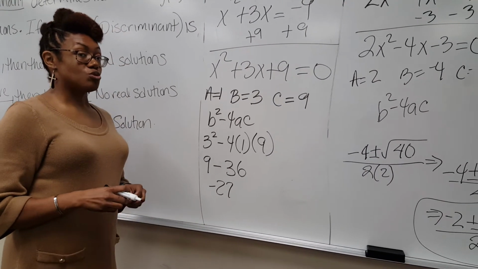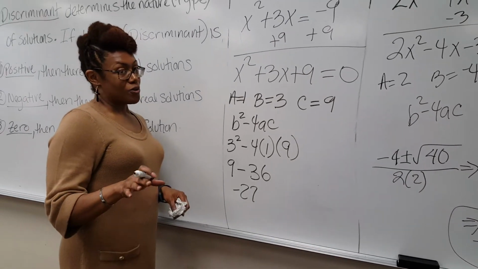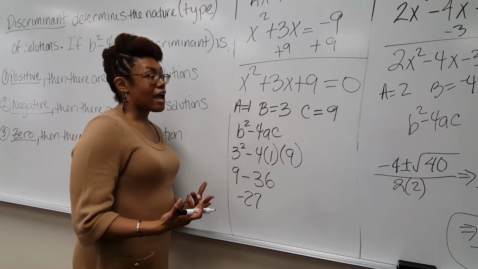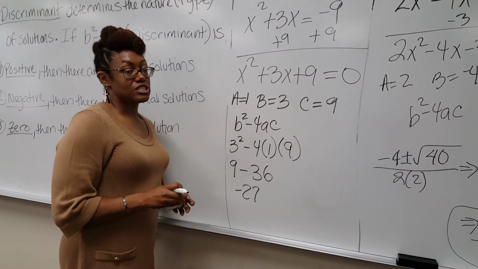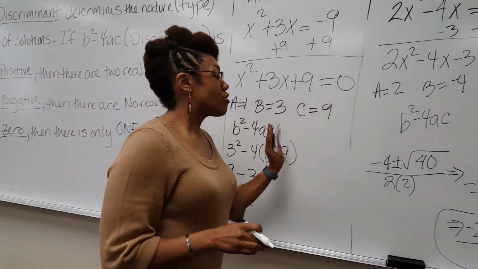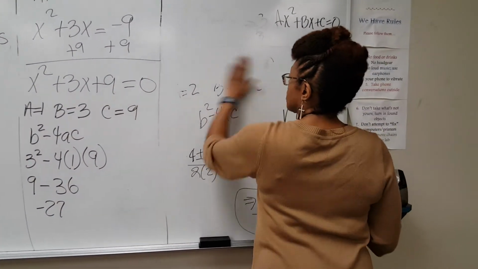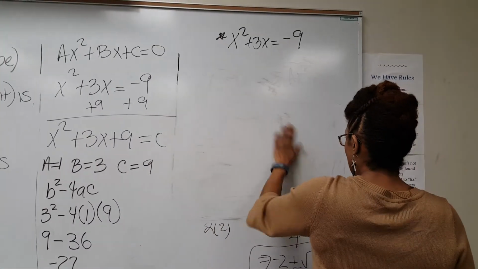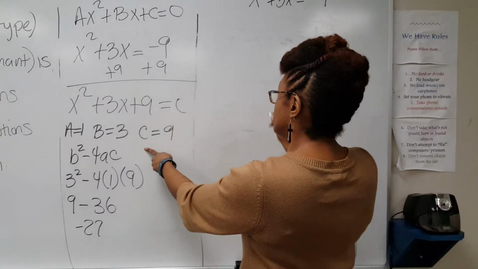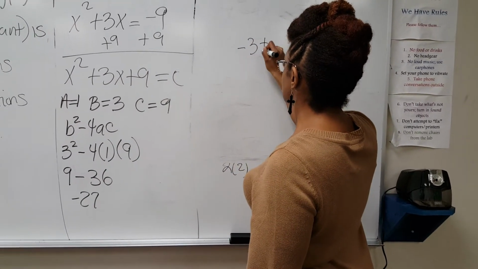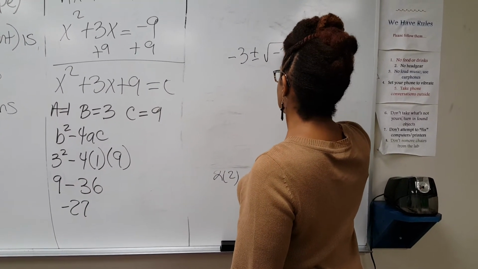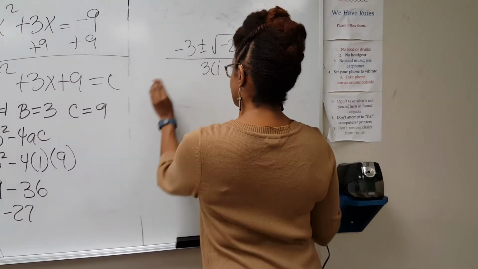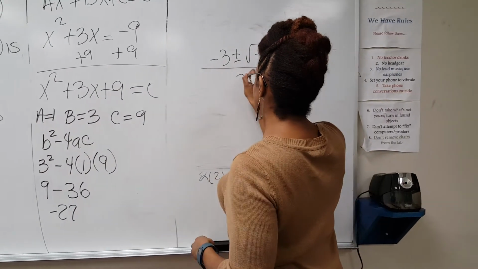So, does that mean that you do not solve for it? No, you still solve for it, but it will just not be a real solution. When you take a square root of a negative number, it just becomes imaginary. So, let's go to one extra step, shall we? So, using my quadratic formula, that'll be negative 3 plus or minus the square root of negative 27 all over 2 times 1.